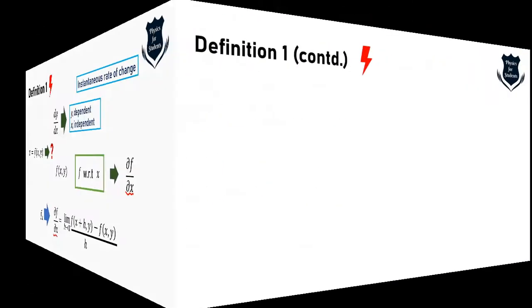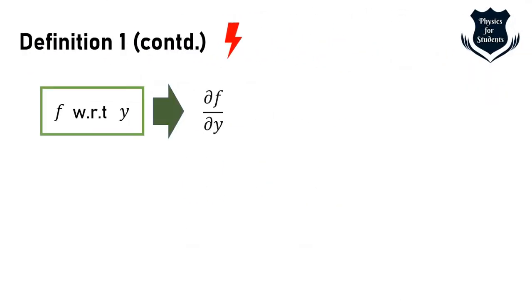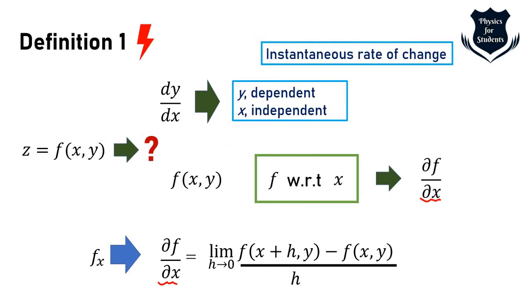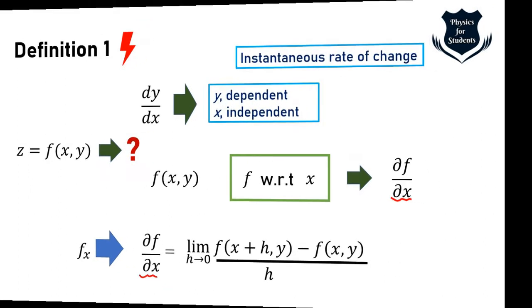So here I have shown this part in red, which shows that when we write del x in the denominator, that means the variable we are differentiating with respect to, x, would be in the denominator and the function would be in the numerator.